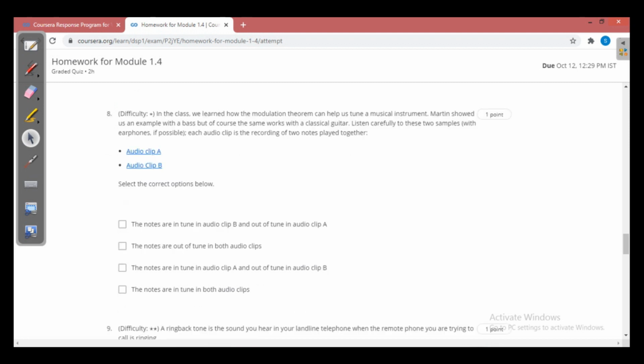So here we have the two audio clips. By listening to these two, we need to identify which is in tune and which is out of tune. So now I am playing audio clip A.